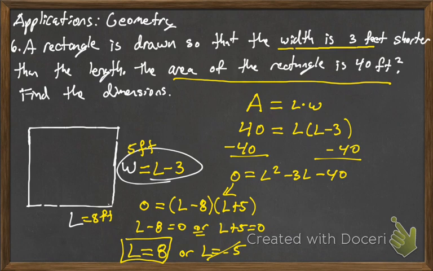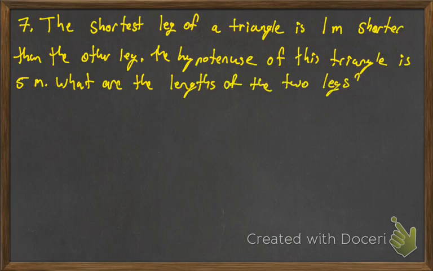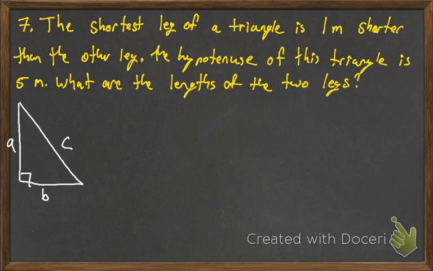Okay. All right. Let's look at another application. This time we're going to look at a triangle. Okay, it says the shortest leg of a triangle is 1 meter shorter than the other leg. The hypotenuse of this triangle is 5 meters. What are the lengths of the two legs?